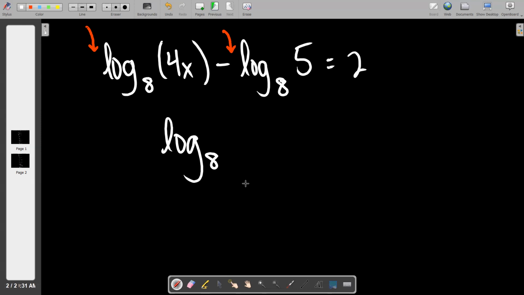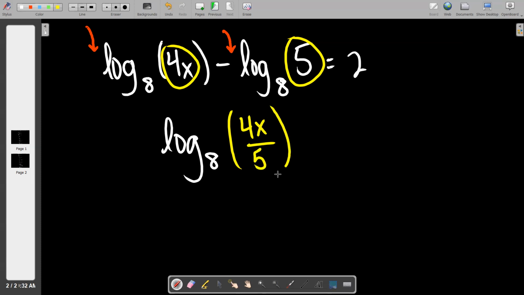So you condense into one singular log, and in this new log, what will I do with these yellow things? I will divide them, because that's what minus tells me to do. So in my new argument, I don't actually divide them. I don't put like 0.8x or some nonsense. I just leave it as 4x over 5.